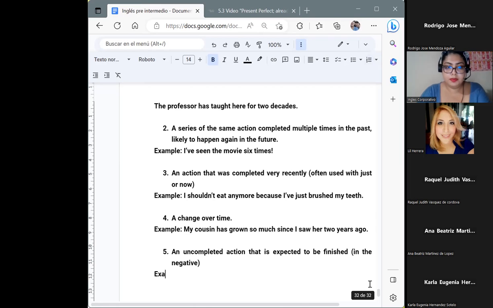In this example it said, the jury has not reached a verdict yet. The jury has not reached a verdict yet.